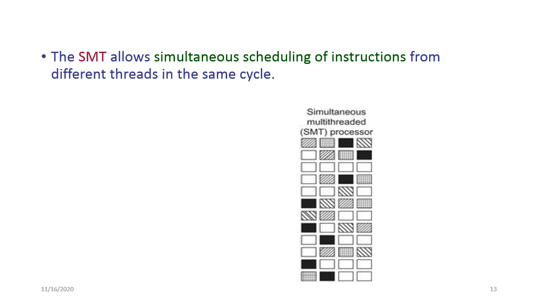The last one is the very powerful simultaneous multi-threaded processor, otherwise called SMT processors. These processors allow simultaneous execution of instructions from different threads in the same cycle. In a single cycle, it will allow instructions from all the threads. This is thread 1, thread 2, thread 3 and thread 4. All the thread instructions will be executed in a single cycle.